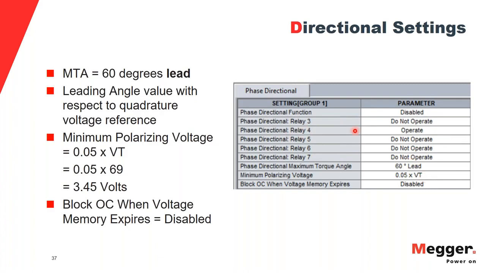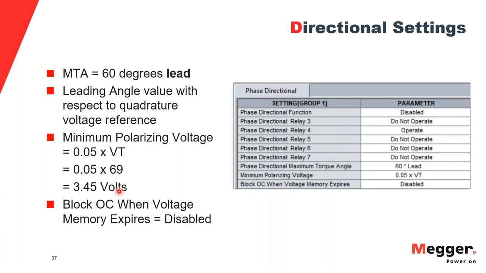It also tells whether relays operate or not. Relay 4 is in operation at the moment. So this is the phase directional settings in this relay. In this relay, the nominal secondary voltage was 69. So 0.05 times 69 would mean 3.45 volts. So I have to inject at least 3.45 volts to polarize my relay.